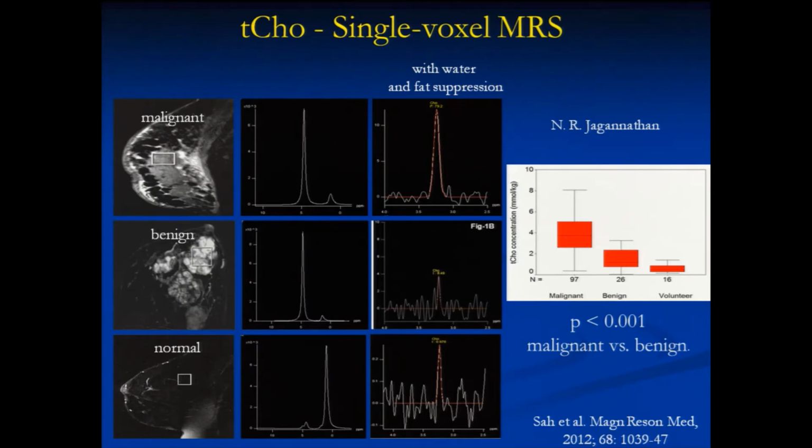This total choline peak is a composite peak. It includes glycerophosphocholine, phosphocholine, and choline. And you can see that it's highly elevated in this proliferative malignant tumor, whereas in the benign tumor it's much lower, and in normal tissue it's much lower. In this study, these differences in patients were significant from the malignant to the benign and the malignant to the normal tissues.